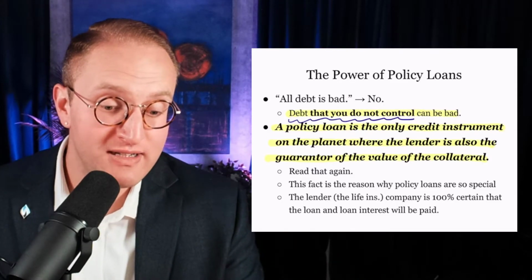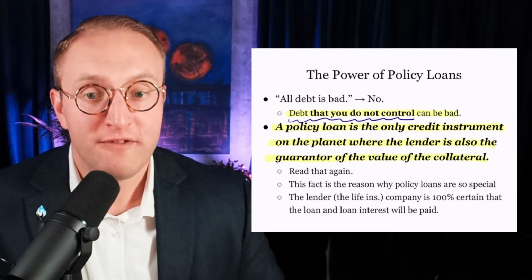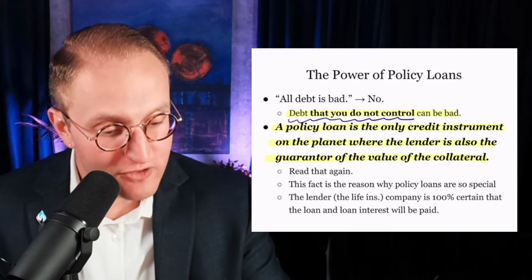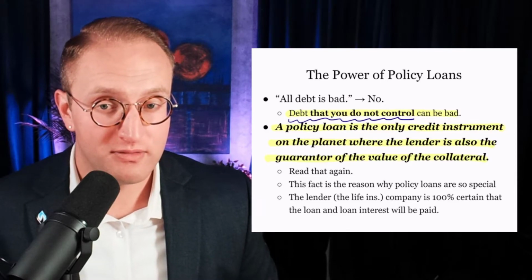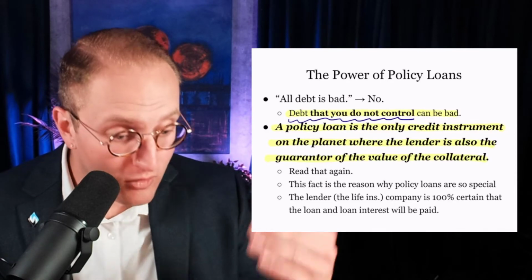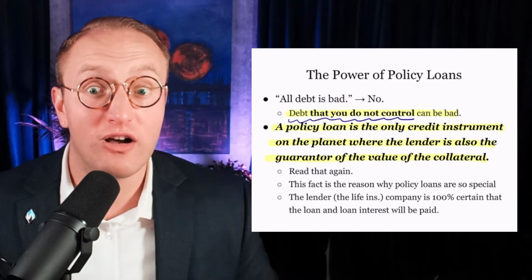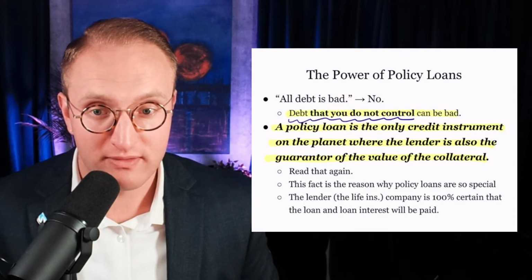The company is guaranteeing that they'll pay that death benefit. A death benefit is a future cash flow. Future cash flows have present values. Therefore, if the company is guaranteeing the death benefit, they're also guaranteeing the cash value.